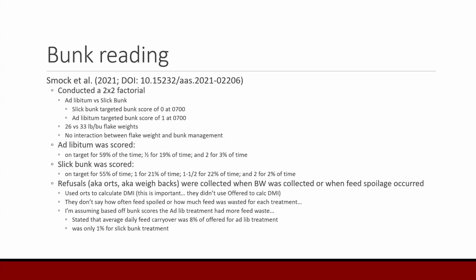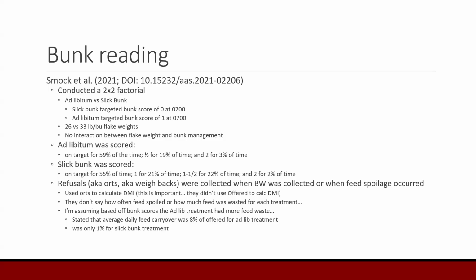Refusals, aka orts, aka waybacks, were collected from each pen each day, and then they calculated dry matter intake based off of offered minus refused. So they were actually measuring dry matter intake instead of that previous paper, which looked at just feed allocated. So they used orts to calculate dry matter intake. This is important because they didn't use offered as the indication of dry matter intake.